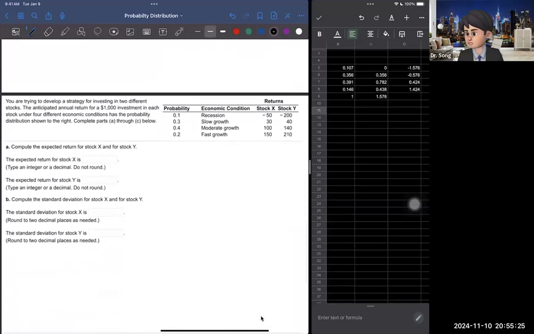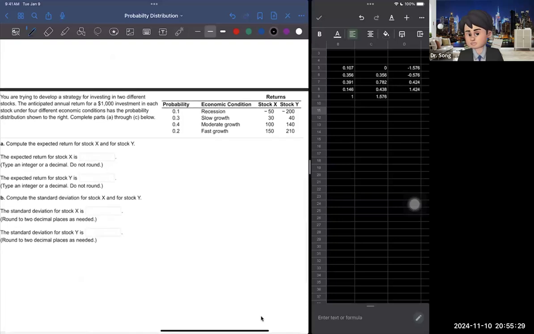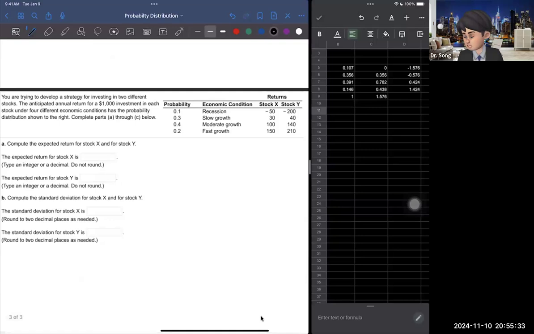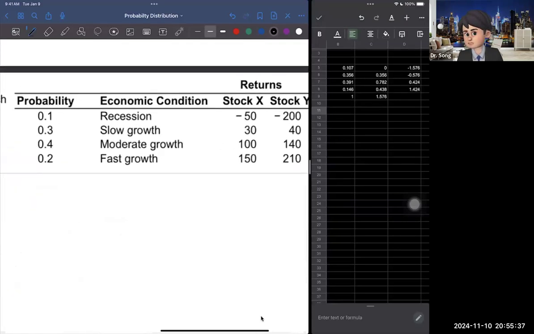This is a very helpful example to understand the discrete random variable, especially this is for the stock returns. So here, first of all, you can see that this is a discrete probability distribution. You have 4 different outcomes: recession, slow growth, moderate growth, and fast growth. And for each economic situation, you have the probability. And it turns out the probability is always between 0 and 1.